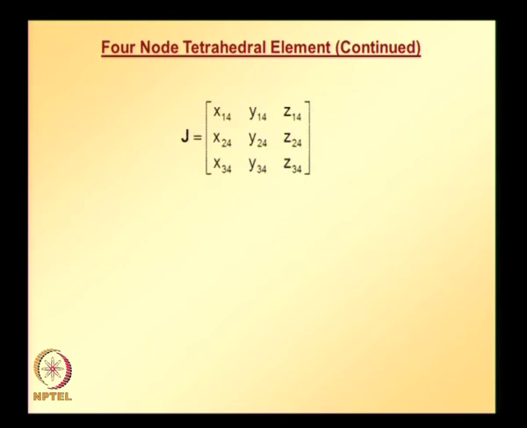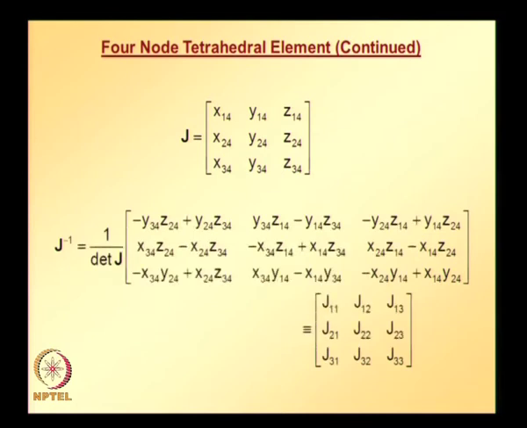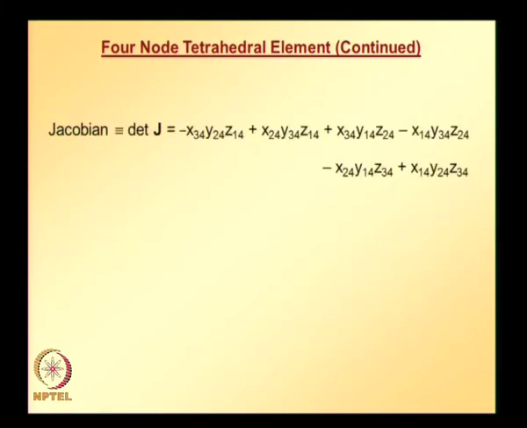So, j is given by this, which is a 3 by 3 matrix. So, we can easily find j inverse analytically in this manner. Once we know the nodal coordinates of all the 4 nodes of the tetrahedral element, we can easily plug that into this equation and get j inverse. And here the determinant of j is given by this equation.